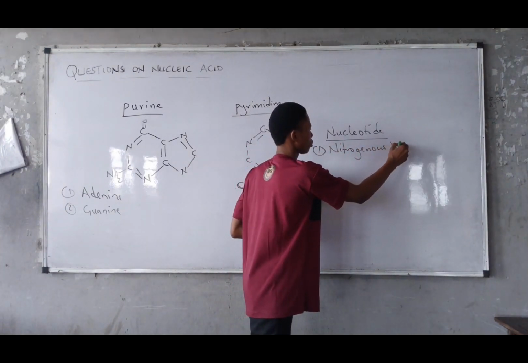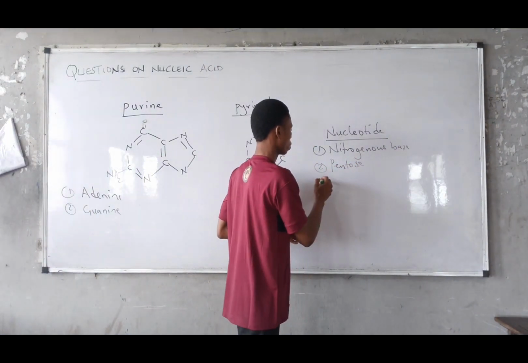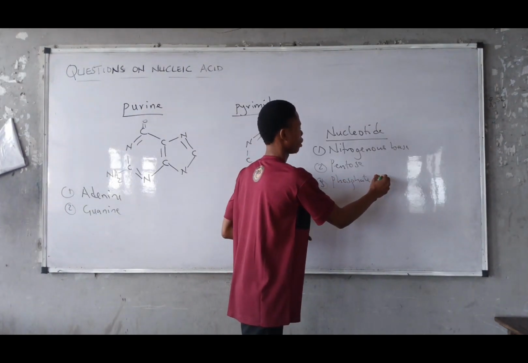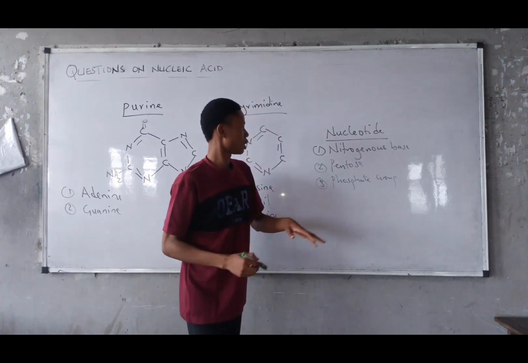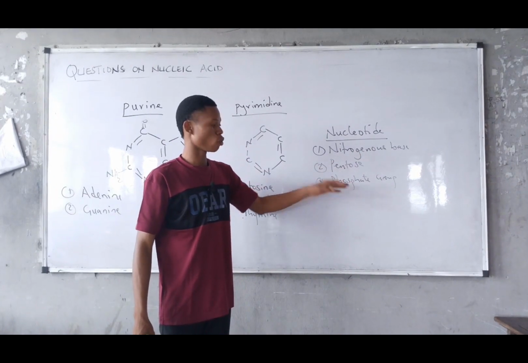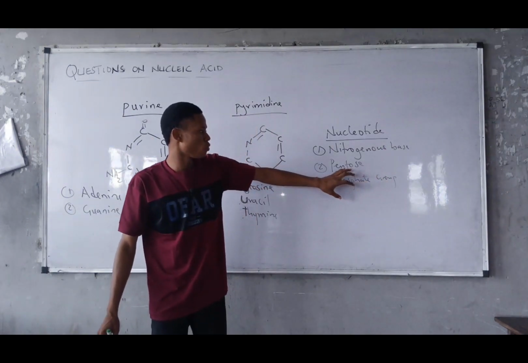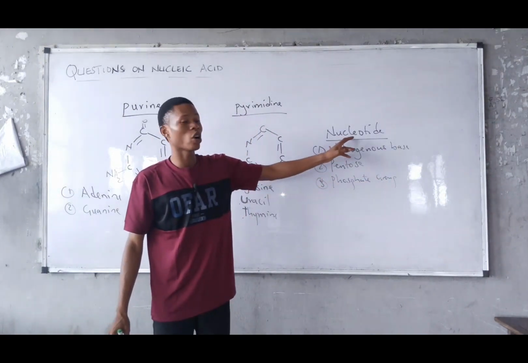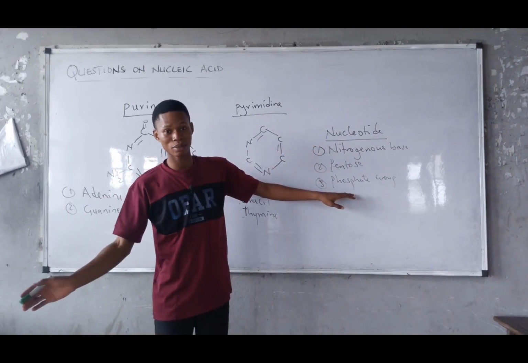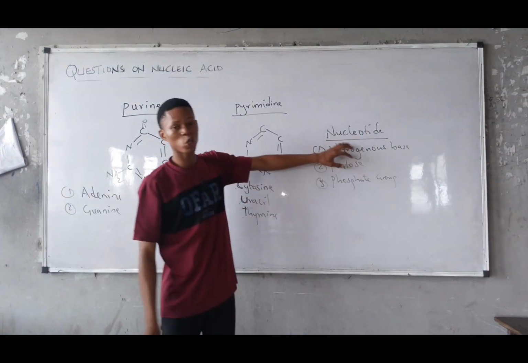Nitrogenous base. Number two, pentose sugar. And number three, phosphate group. Now these are the three things that make up our nucleotide: nitrogenous base, pentose, and phosphate group. Now if you keep this phosphate group aside, that is, if you remove this phosphate group, what you are now having is no longer a nucleotide but a nucleoside, because you've kept the phosphate group aside.